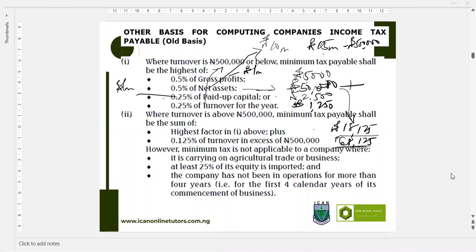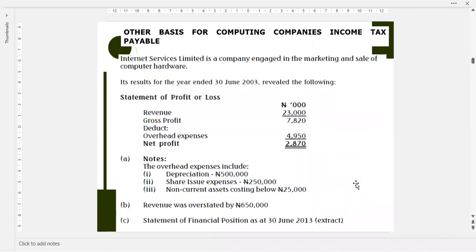So that's that. I hope you understand. Minimum tax is not applicable to a company carrying on agricultural trade or business, and where at least 25% of its equity is imported. So when a company's equity contains at least 25% imported equity, maybe foreign direct investments, then it is exempted from minimum tax. Then the company has not been in operations for more than 4 years. So if the company is still operating within its first 4 calendar years of commencement of business, then the company shall be exempted from this basis. Please take note.